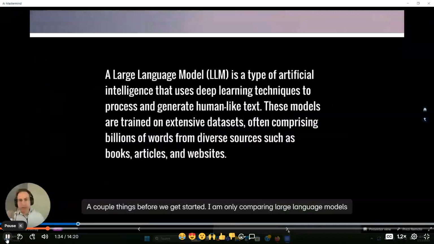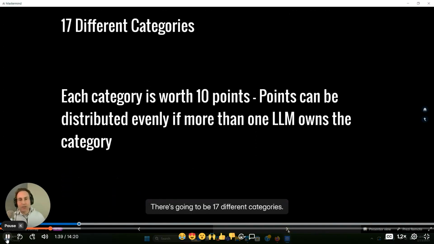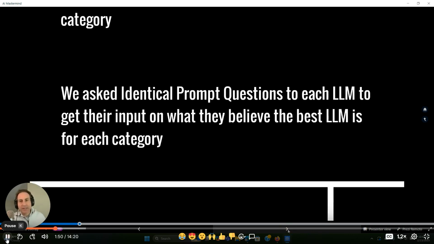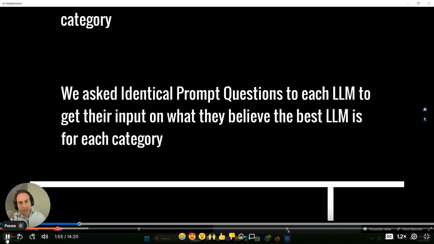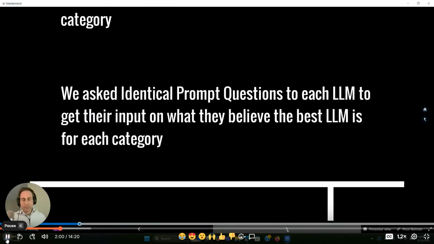Couple things before we get started. I am only comparing large language models with each other. There's going to be 17 different categories. Each category is worth 10 points, and the points can be distributed evenly if more than one LLM owns the category. And we asked identical prompt questions to each large language model to get their input on what they believe is the best LLM for each category.